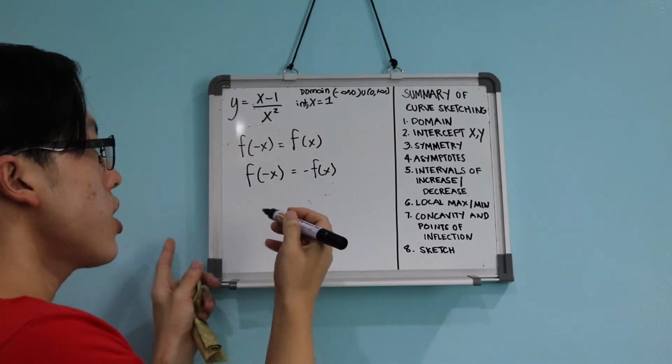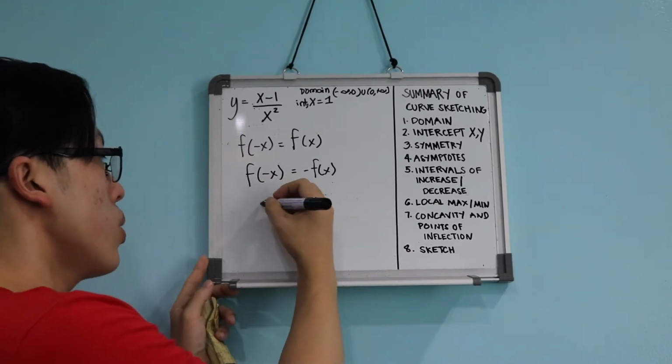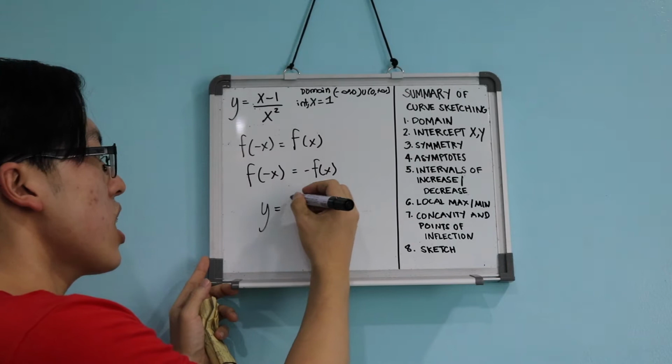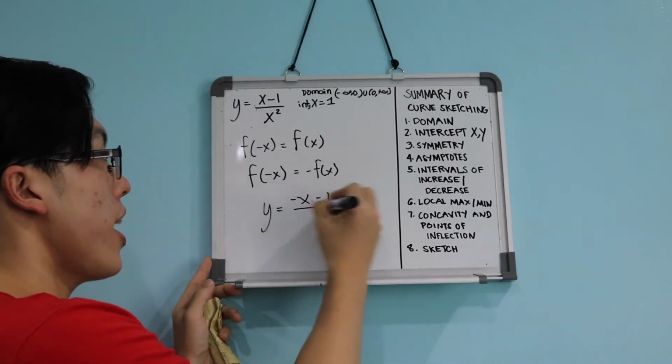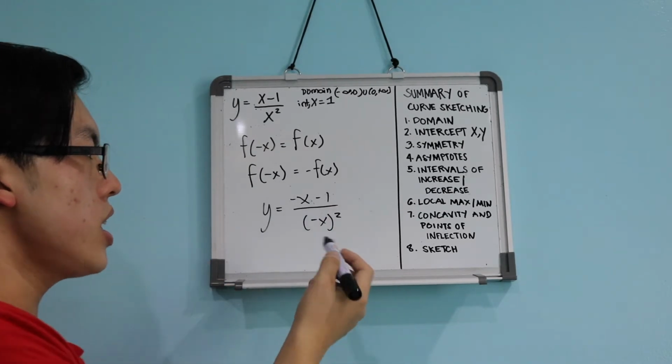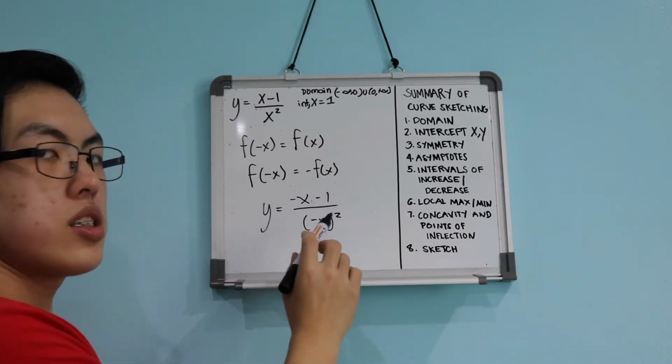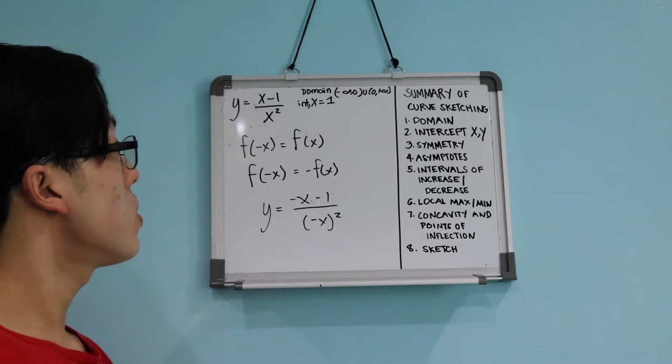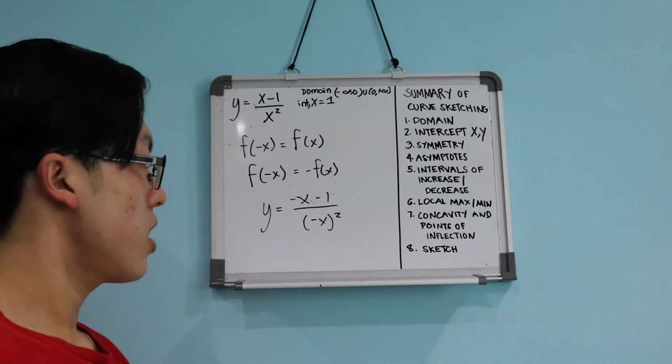So from our equation, if we plug in negative x, we'll get negative x minus 1 over negative x squared. And as you can see, the values change. So there is no symmetry.